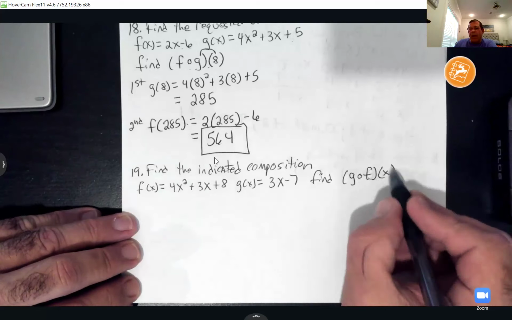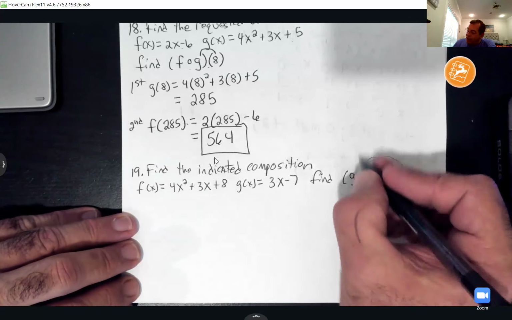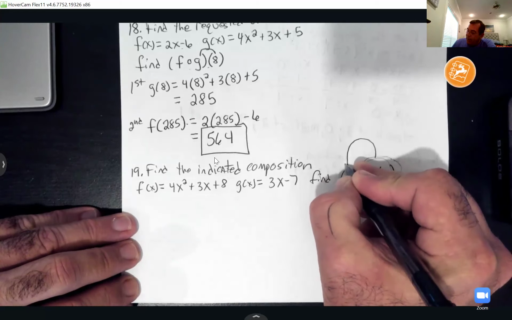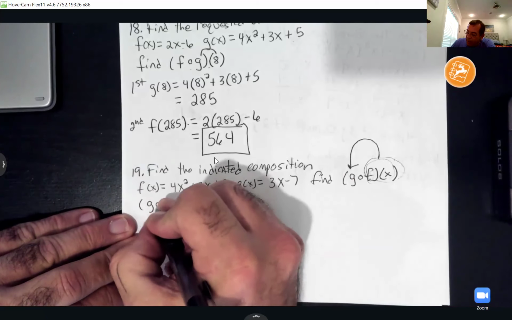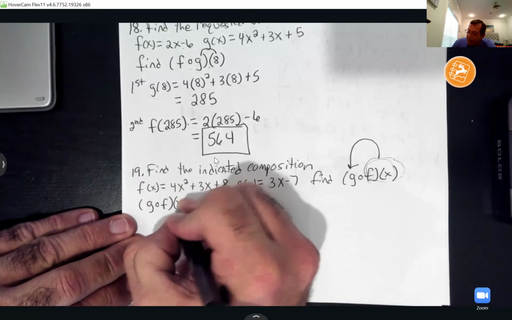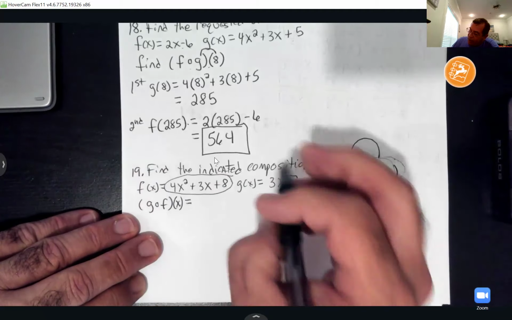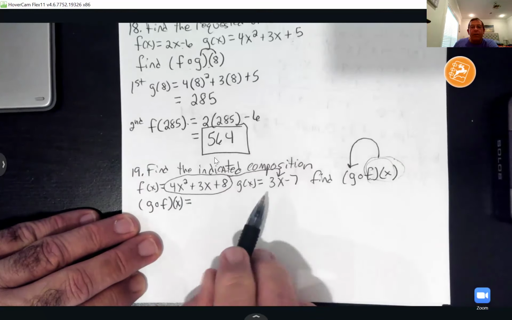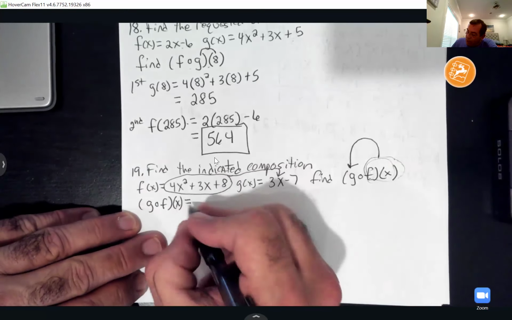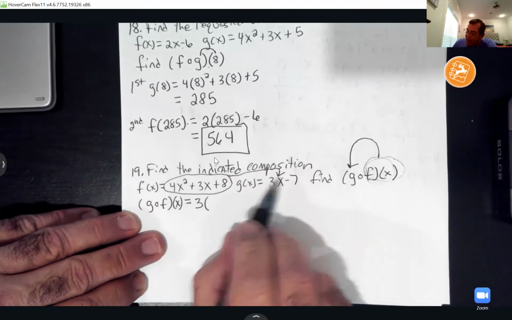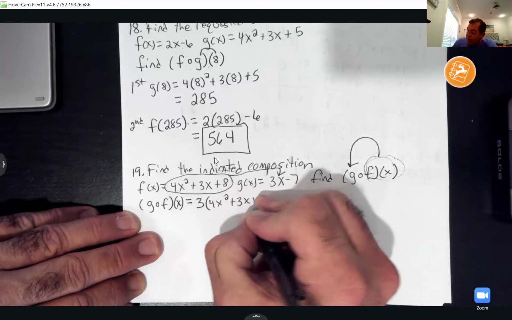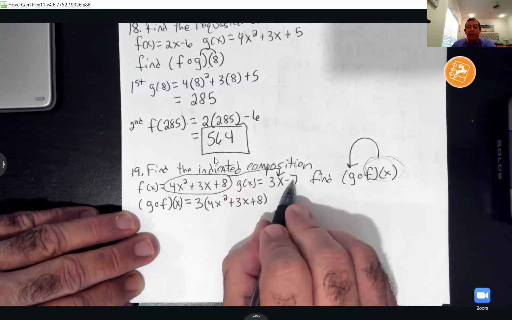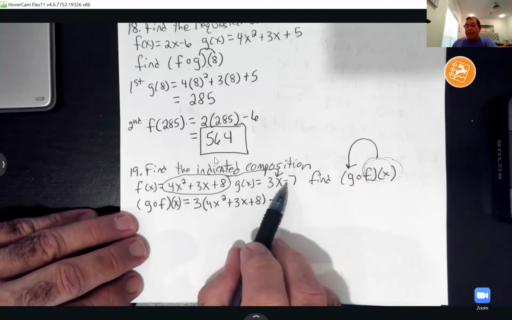So remember, when we don't have a number, we take the f function. We're going to put the f function into the g. Okay? So watch this. G compose f of x. So we're going to put this f function into the x for the g. So we'll have 3 times x, which is 4x squared plus 3x plus 8, and then minus 7. Don't forget to come back and get that minus 7, okay?